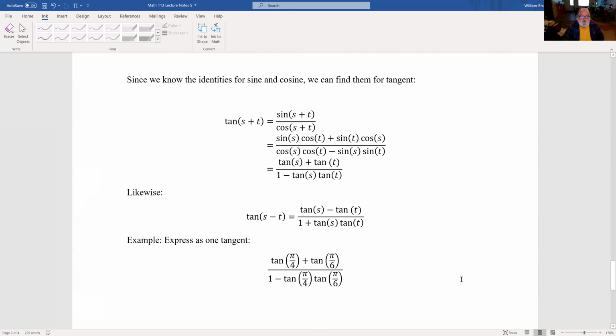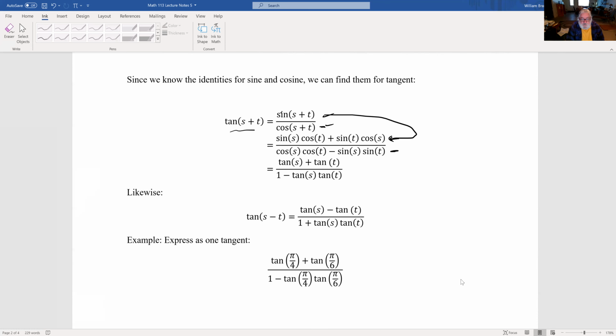We know the identities for sine and cosine, so we can find it for tangent. So what's tangent of s plus t? Sine of s plus t over cosine of s plus t. And then we use the formula for sine of s plus t to get this, right? So we just take this and plug it into the top by using the formula. Same thing for cosine of s plus t in the bottom.